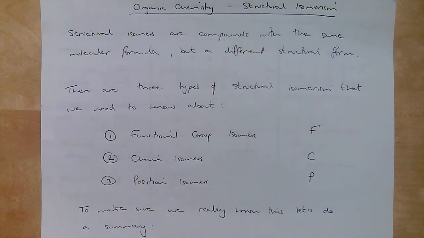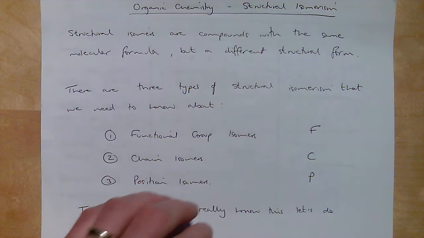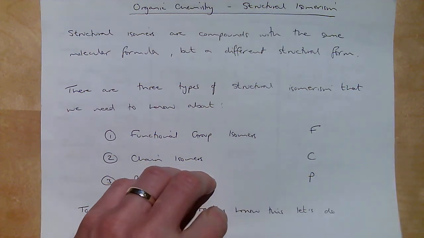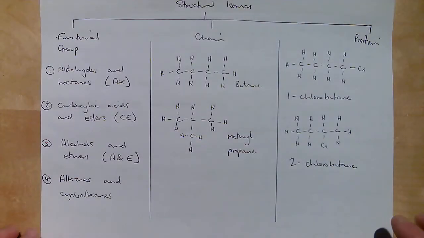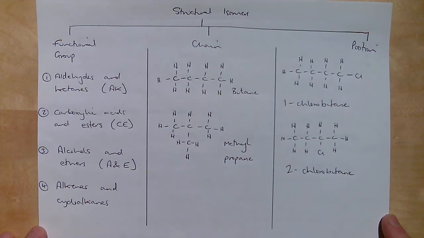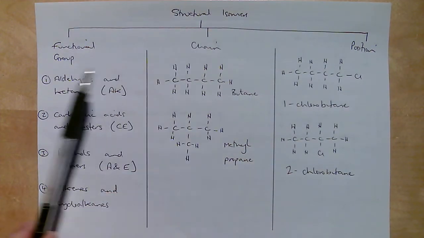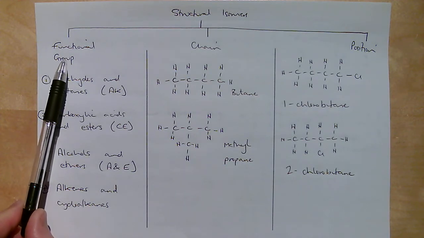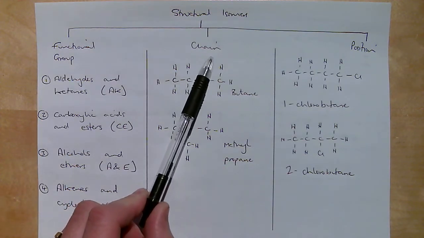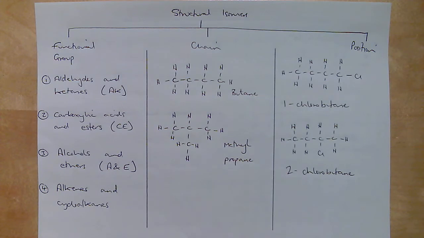To make sure that we really do know this, let's have a little look at this summary table. So all of these are structural isomers. We've got functional group structural isomers, chain structural isomers and position structural isomers.